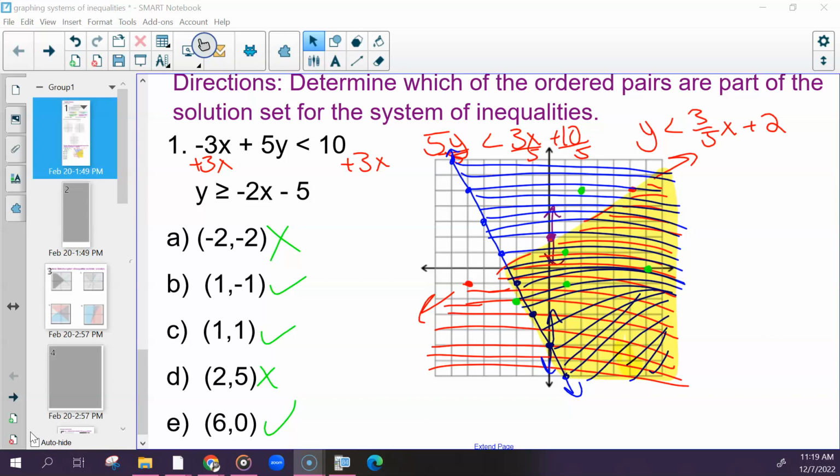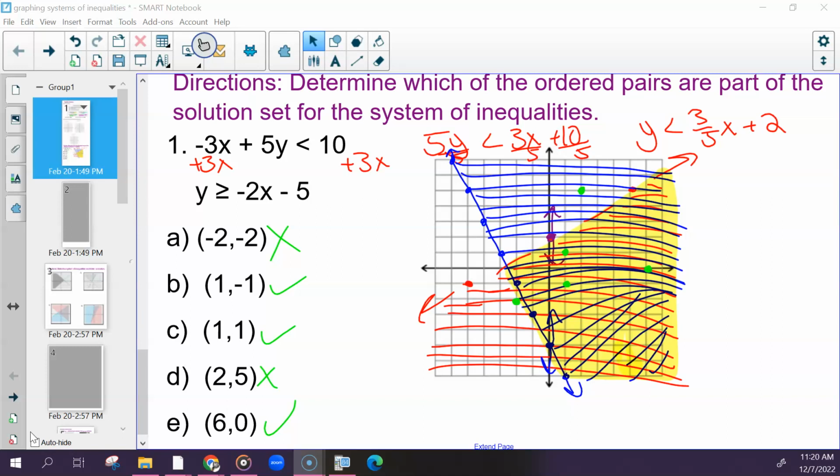If one of your lines is dashed and one of your lines is solid, especially like that, always double check to see if that point that falls on the intersection is a solution or not, because it could be for one and not for the other. If both lines are dashed and it falls on that intersection point, it's most likely not going to be a solution. If both lines are solid, then it should be a solution. So, always make sure you double check.